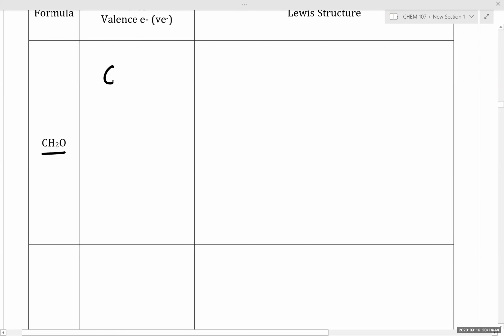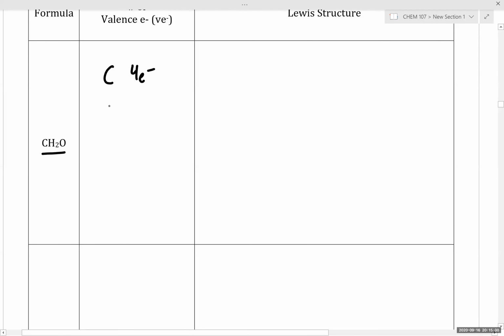This is a really important topic. So the more practice you can do now, the better set up you'll be for the later parts of this class in organic, for example. So for example, let's look at formaldehyde.